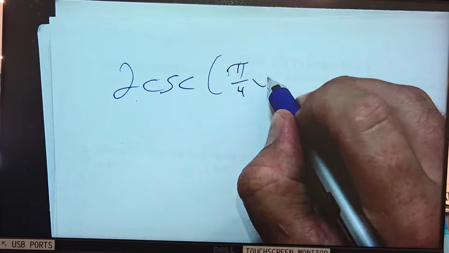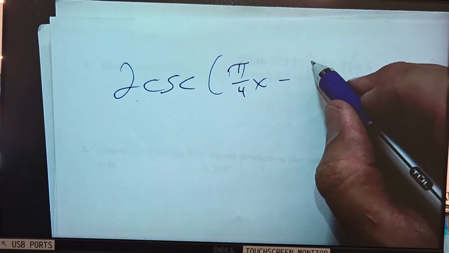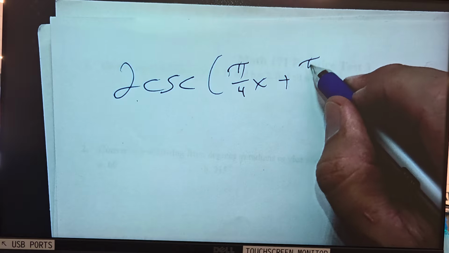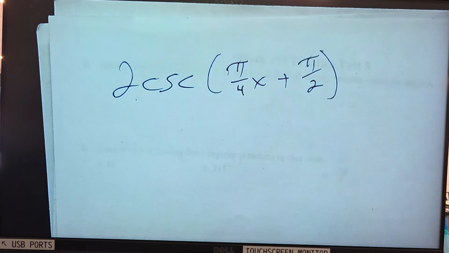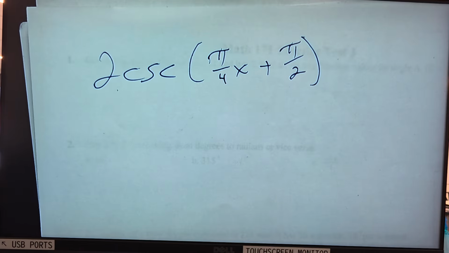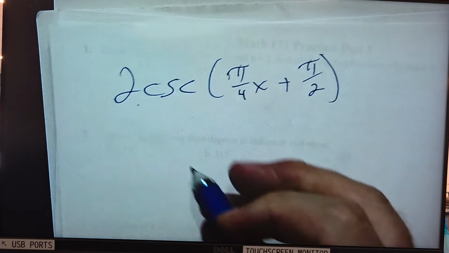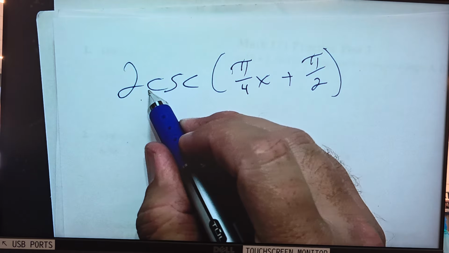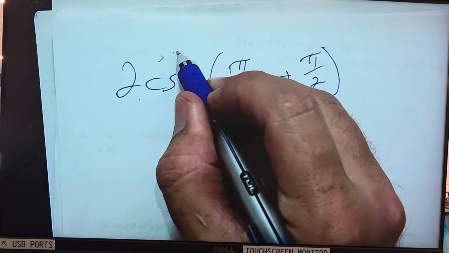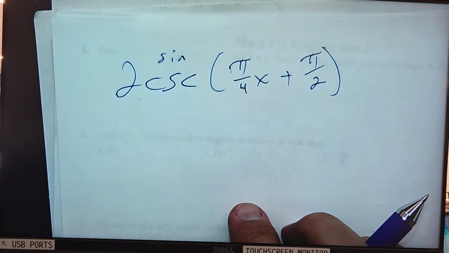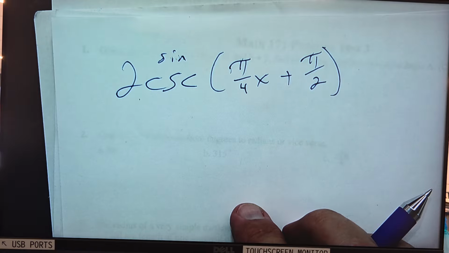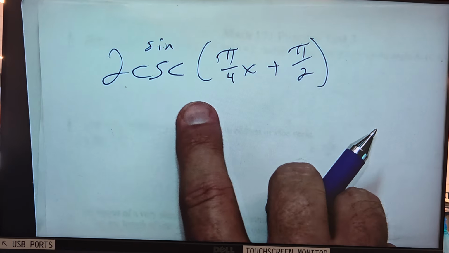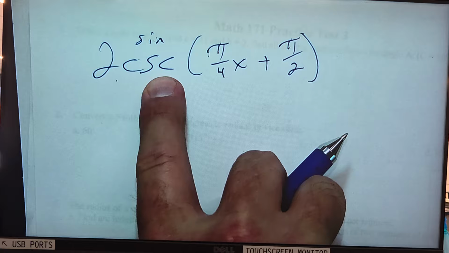Pi over 4x plus, let's say, pi over 2. I like it. Beautifully gross. I love it. So I wouldn't leave you to your own devices. I would say find the amplitude. So what I'm going to do is pretend like I said sine here. Why am I going to do that? I'm going to do all the steps as if this was a sine question.